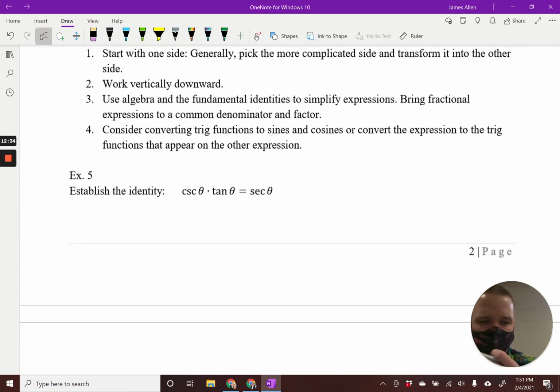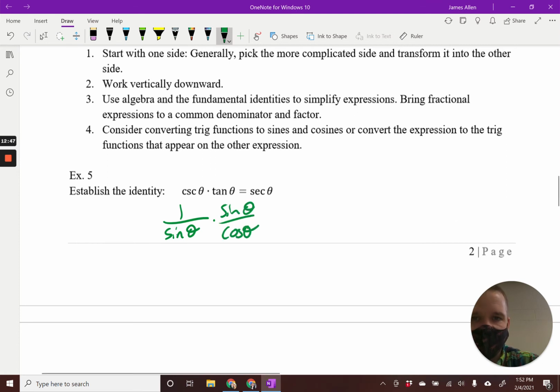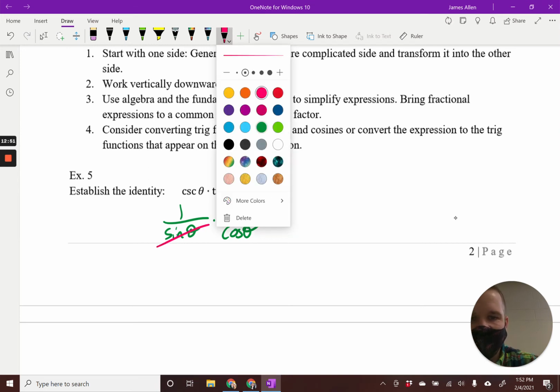So I'm going to go with that fourth consideration, which would be to write it in terms of sine and cosine. If I do that, I'm going to have 1 divided by sine of theta times, and then tangent is sine of theta over cosine of theta. And look at that. They are going to cancel. And you may have actually seen that; it's nice to look ahead a little bit when you're dealing with these.